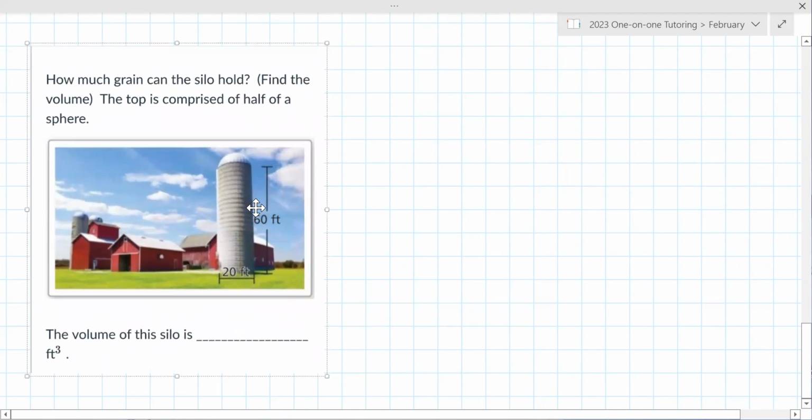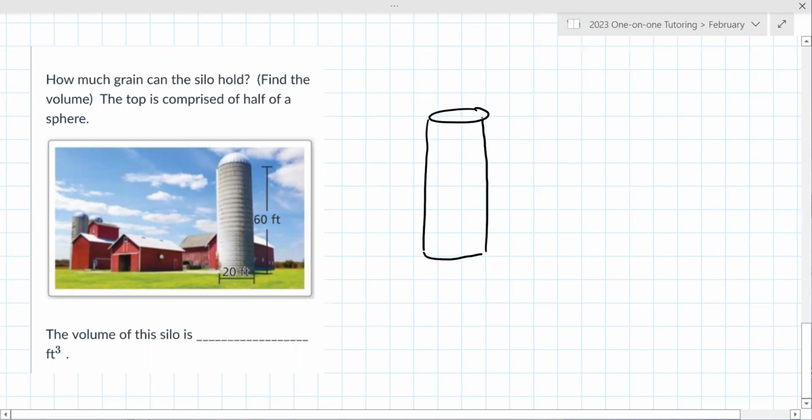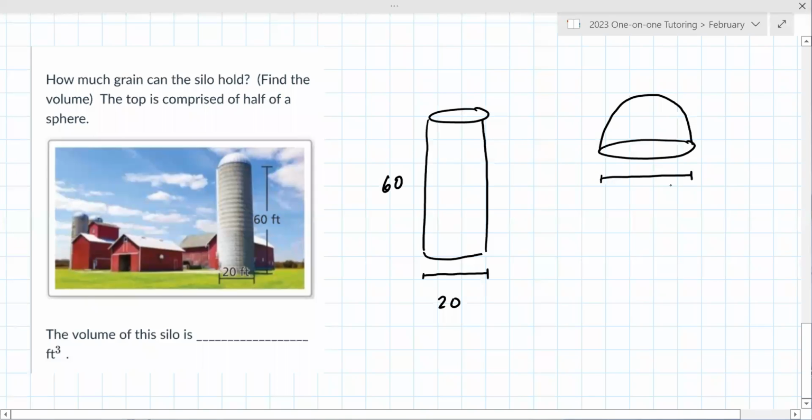All right. The thing that's probably really challenging about this is they don't do a very good job of showing you what it is. It's a cylinder with a height of 60 and a diameter of 20. This is not to scale, but I'm going to draw it a little larger. This is the hemisphere on top, a half sphere. Its diameter is also 20.